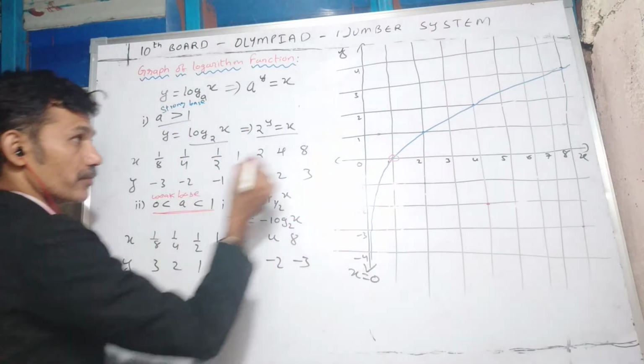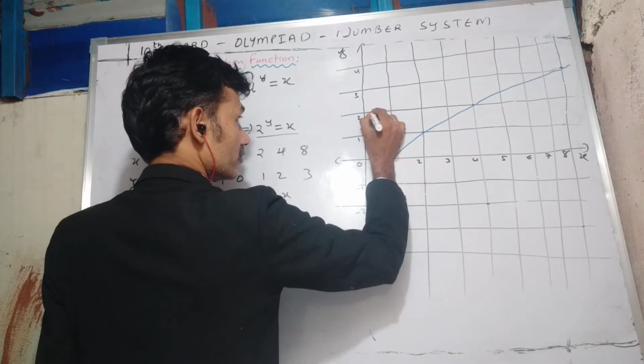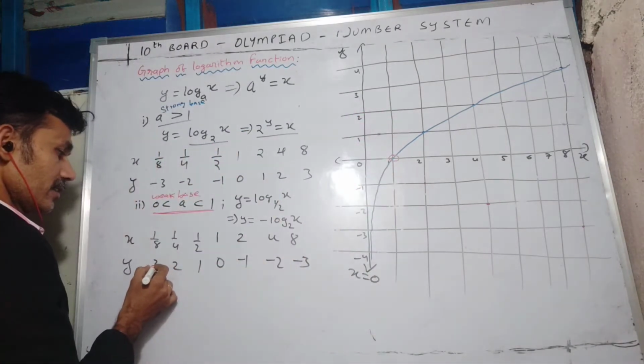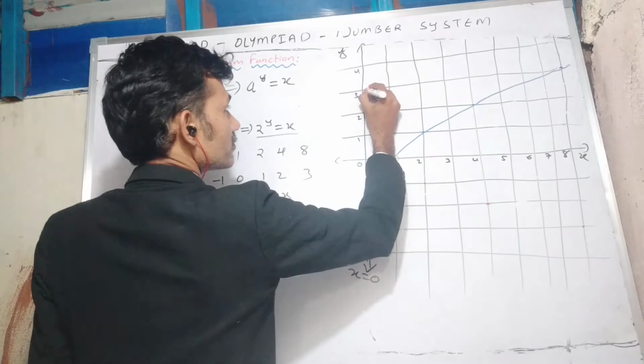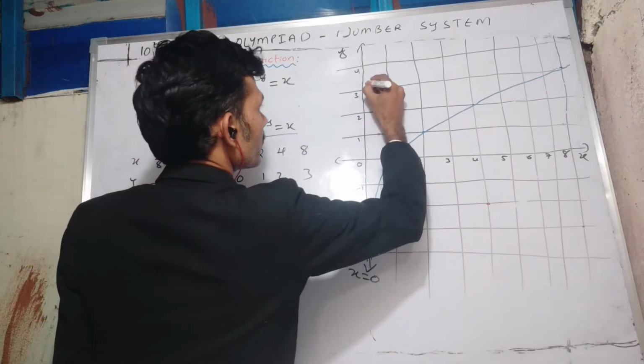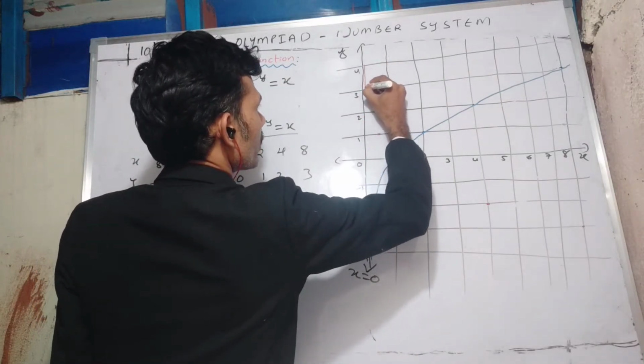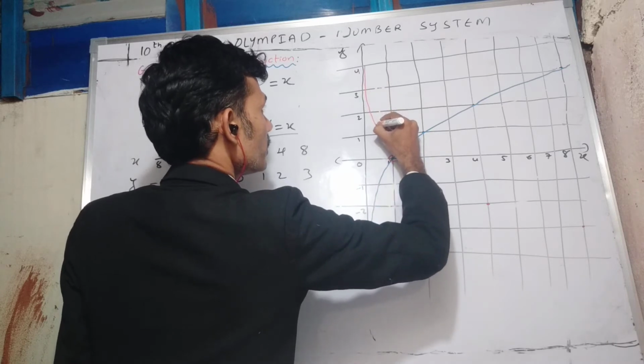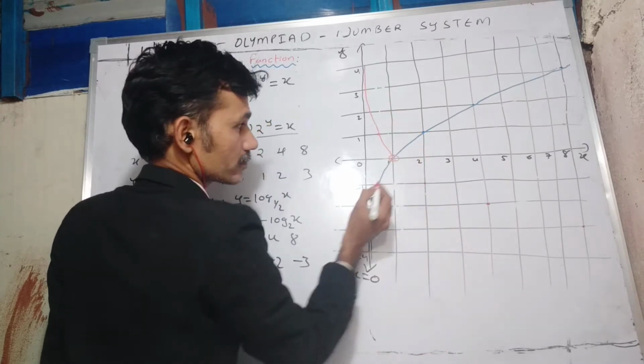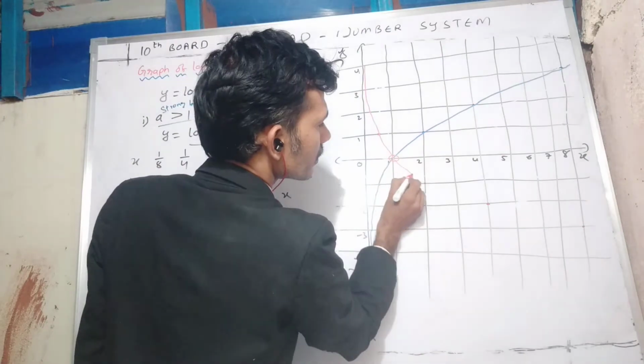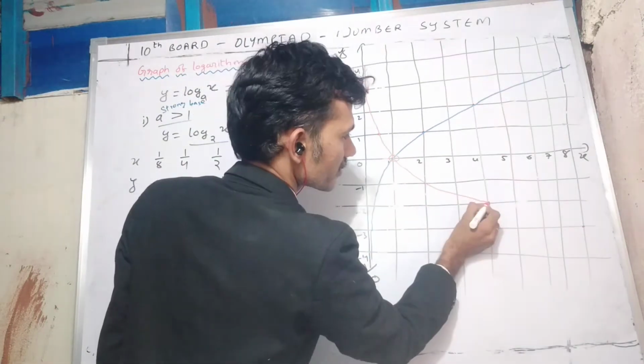And when x is 1/4, y is 2. Half of the half. Next, x is 1/8, y is 3. Okay, it won't intersect the y-axis. See, it will go. It looks like it may intersect, but it won't intersect.